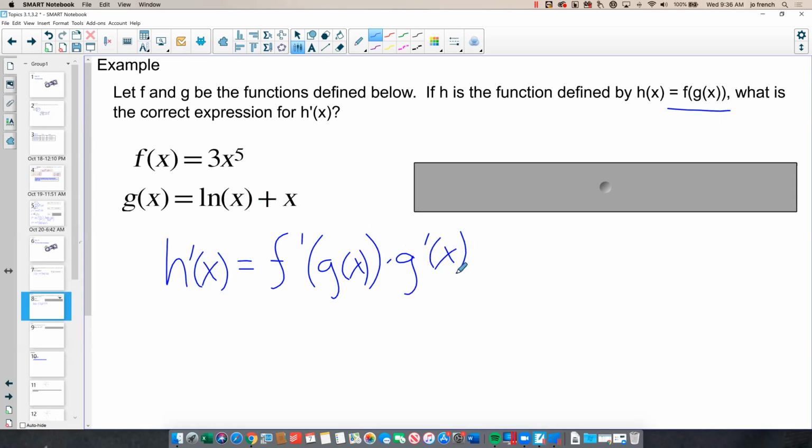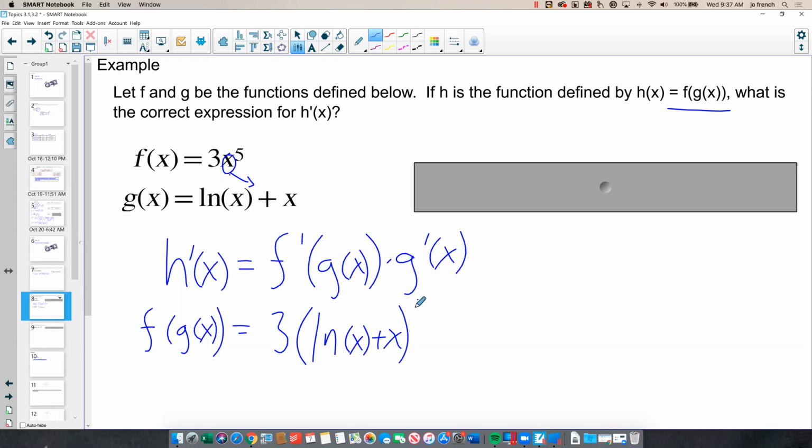Well, here, if that's true, then f of g of x, let's write that out, see what it looks like, is going to be the f function, except the x in the f function is now going to be replaced with the g expression. So it will be 3 times, let's input the g expression, natural log of x plus x, all raised to the fifth power.